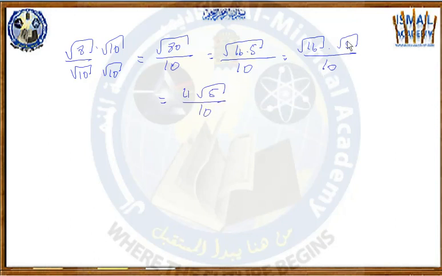Can I simplify the top and the bottom? Yes. Divide by 2 and divide by 2, so it's going to be 2 square root of 5 over 5. You need to know your multiplication table very well. At least you can pull out the perfect square.